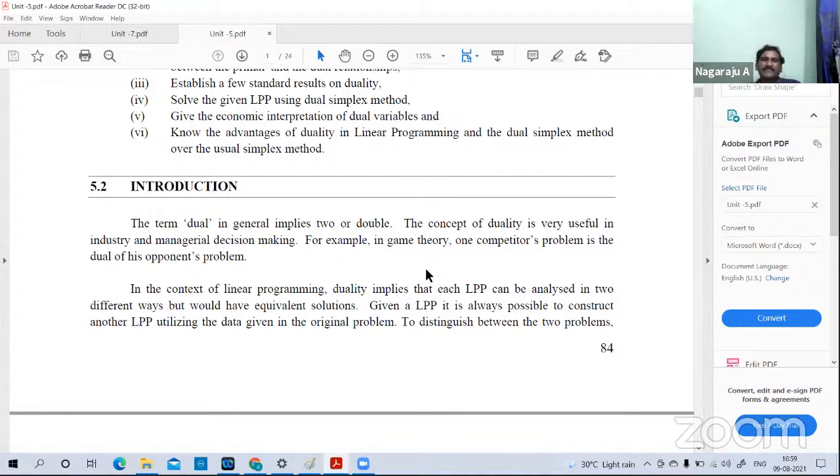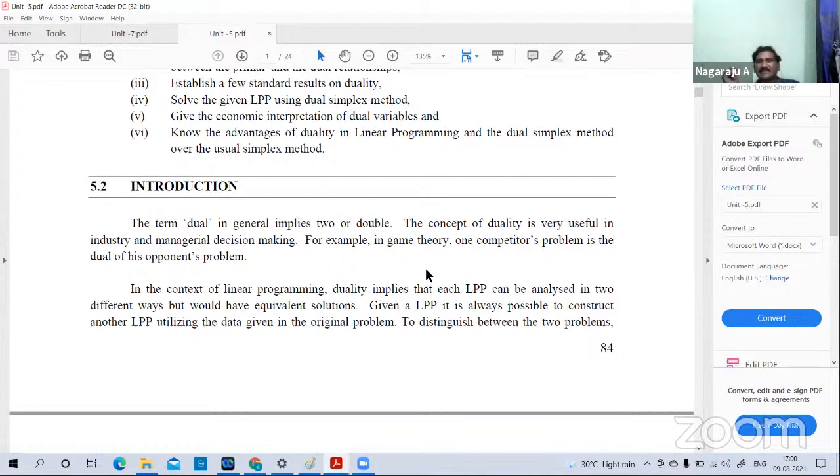Next, the industry point of view. It is useful from the industry and managerial decision-making point of view. Mostly we use this duality when the primal fails. In some cases, where it gives an unbounded solution, or where a solution does not exist, I still want the solution. In such cases we can implement this kind of duality.